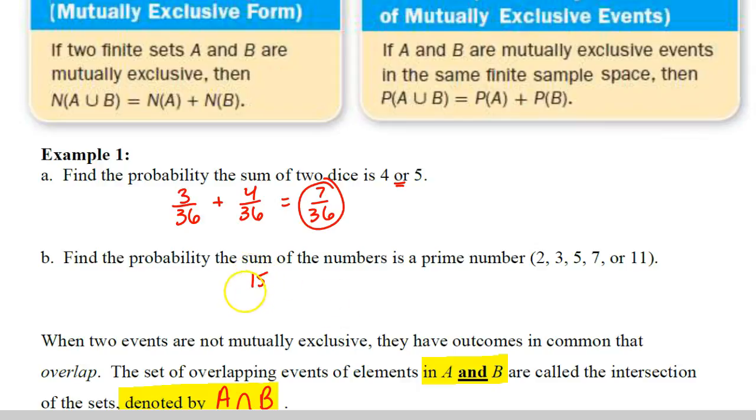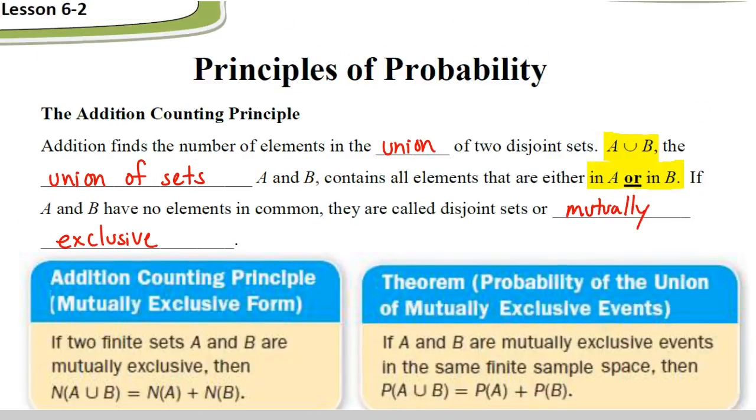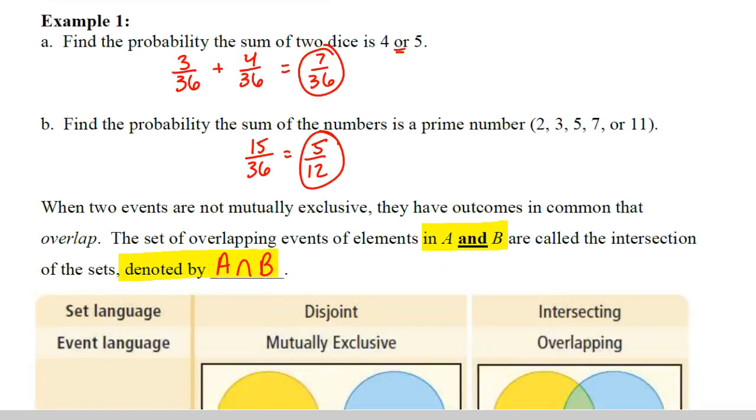So we would have 15 outcomes out of a total possible of 36 that were a prime sum. And now this one can be reduced. We want to make sure that we reduce that, and we would get 5/12. And that would be your answer. So now that was using, again, the word "or" was a significant word that we were using. So when we use the word "or," that represents mutually exclusive events, because it would be A or B.